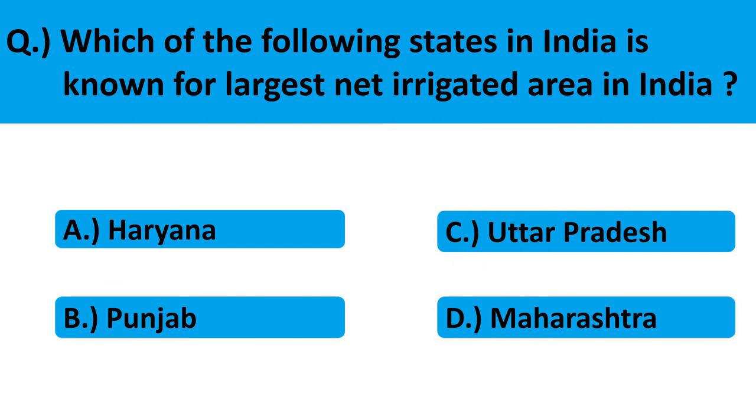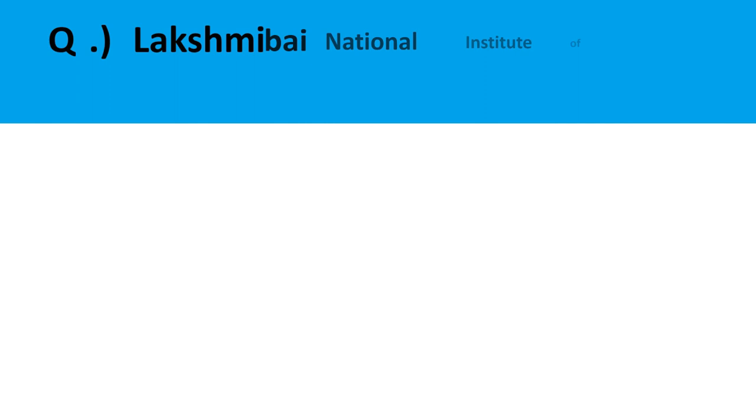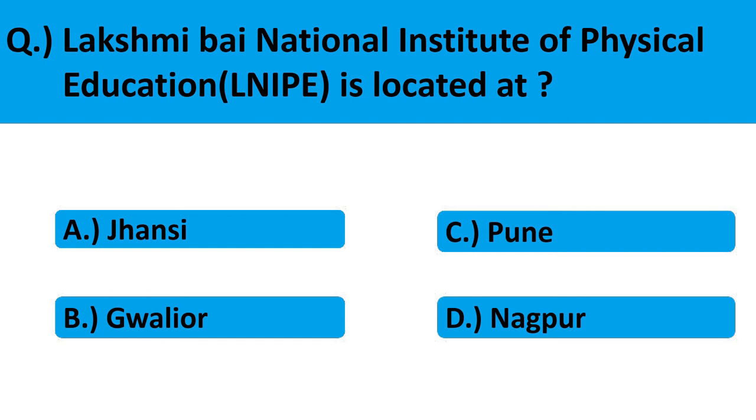Question number 79. Which of the following states in India is known for the largest net irrigated area in India? Correct answer is Uttar Pradesh. Question number 80. Lakshmibai National Institute of Physical Education is located at? Correct answer is Gwalior.